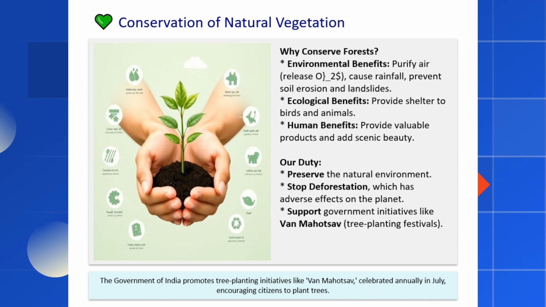A great initiative by the Government of India is Van Mahotsav, which literally means Festival of Forests. It's a week-long tree planting festival celebrated every year in July, encouraging mass afforestation efforts.